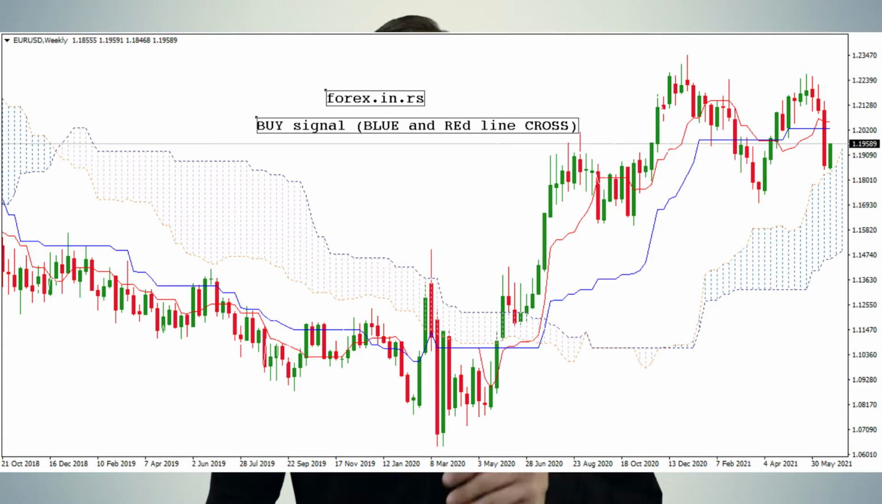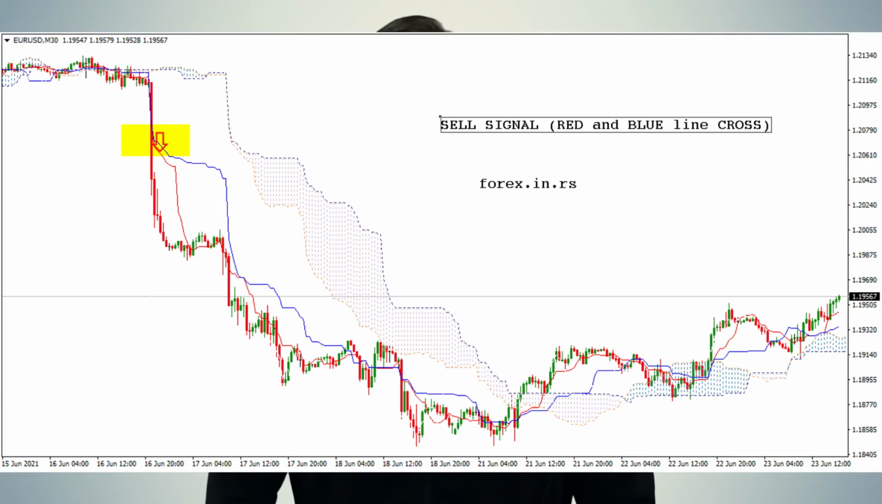The Ichimoku cloud is something we can use in trading as a trigger for buy and sell signals. A buy signal is presented when the default red line crosses above the default blue line, and both lines and the price are above the cloud. The sell signal is presented if the red line crosses below the blue line while the price and both lines are found under the cloud.